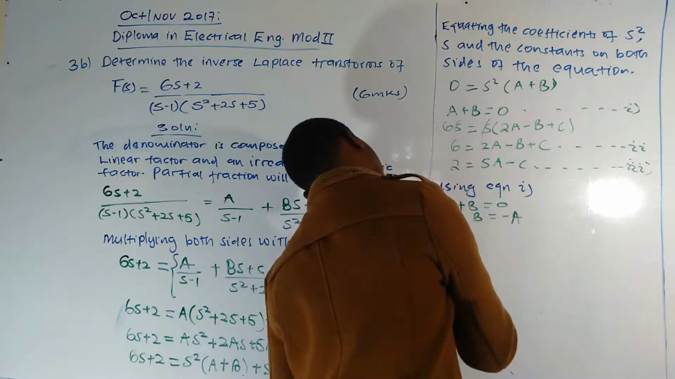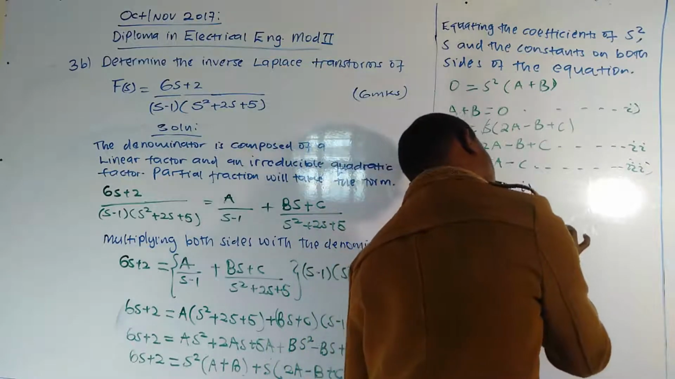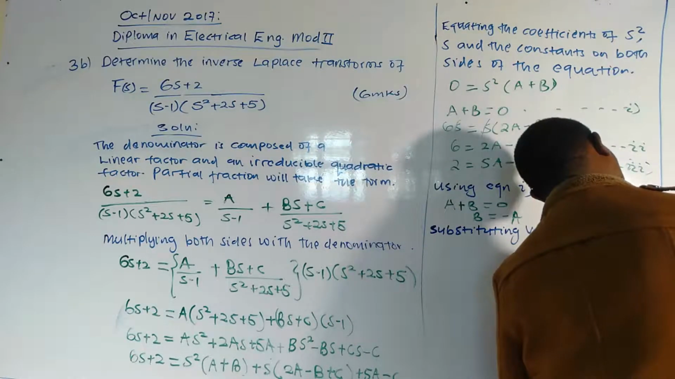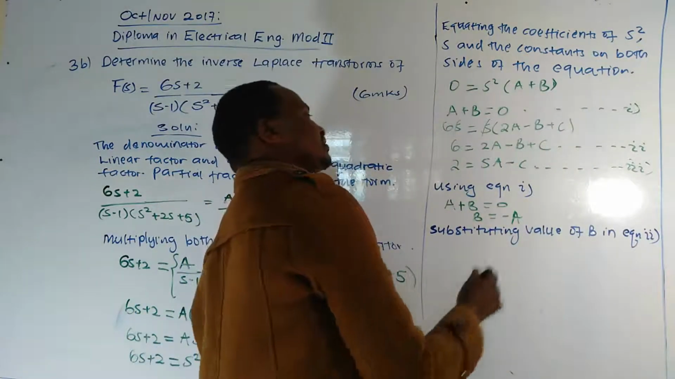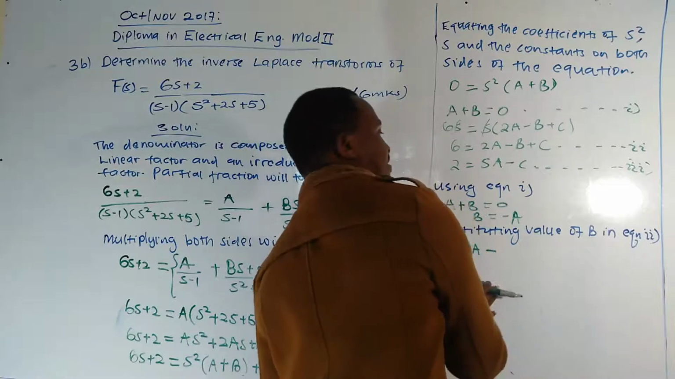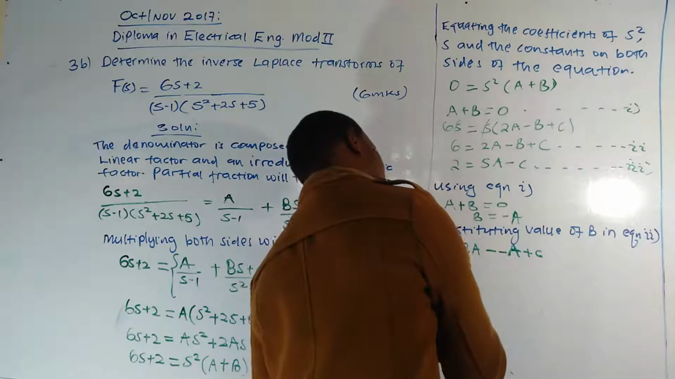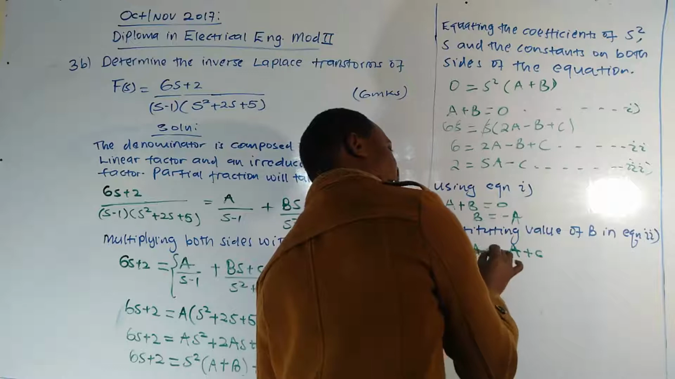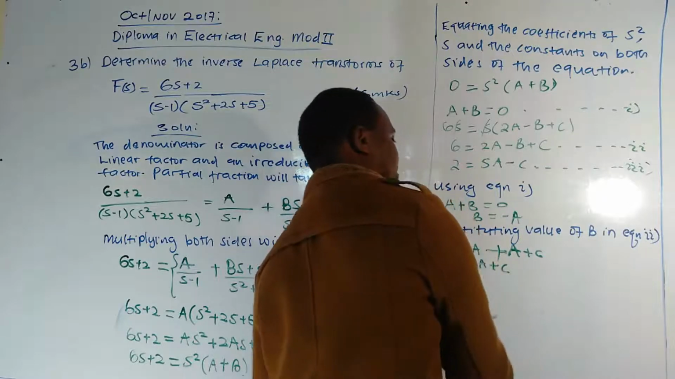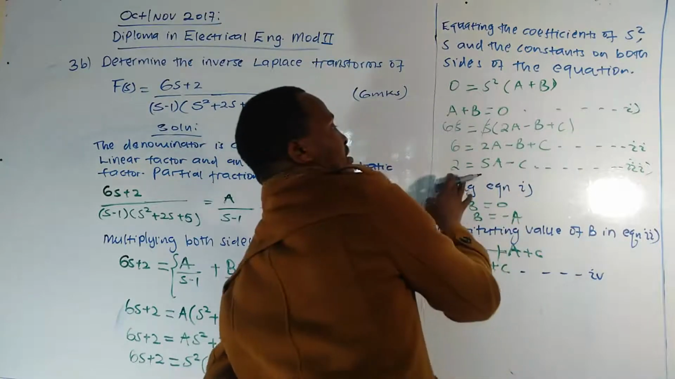So now let us write substituting the value of b in equation 2. This will give us 6 is equal to 2a minus, but b is minus a, minus a plus c. Minus minus is positive, so it is 2a plus a, 3a plus c. So now you have two equations. You can call this equation 4.